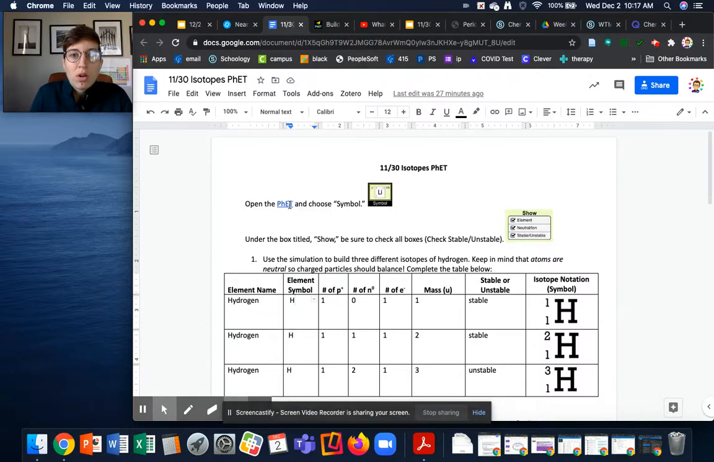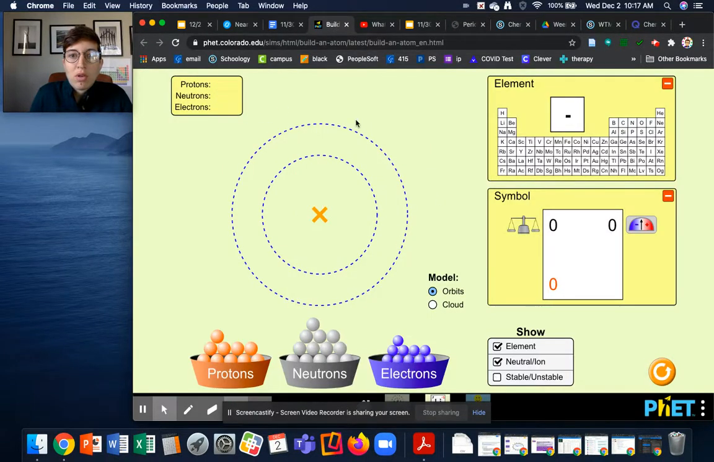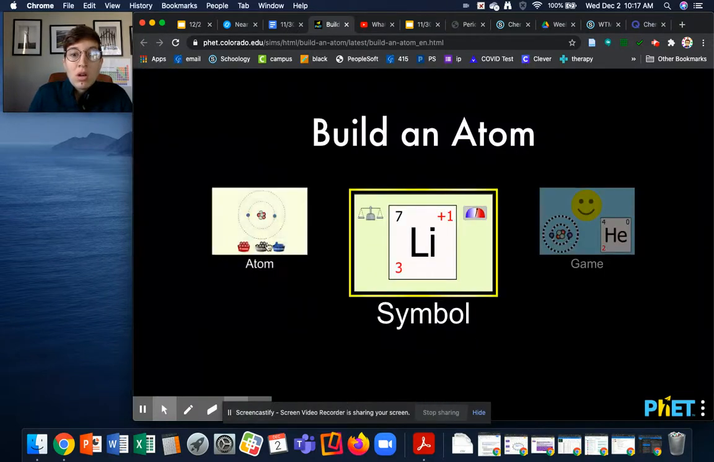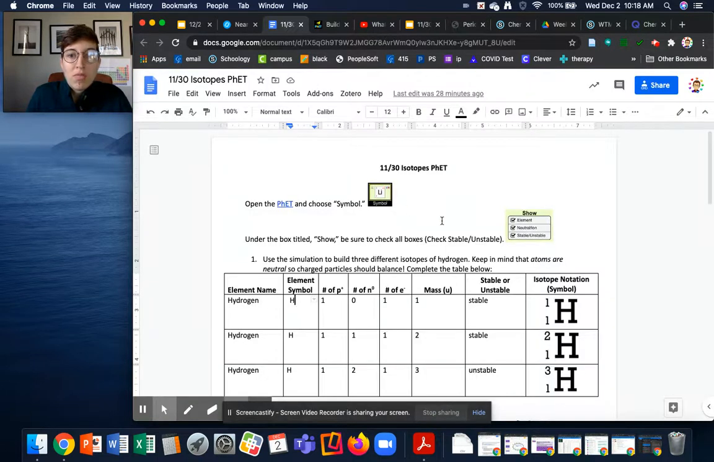So the first thing you want to do, in your Notability, is to click on this PhET link. It is going to bring you here, and it will have this highlighted. So you want to click the symbol and then click it again. Make sure you check stable, unstable. Okay, so what we're going to do here, we've built atoms before, but now we're going to talk about a thing called isotopes.